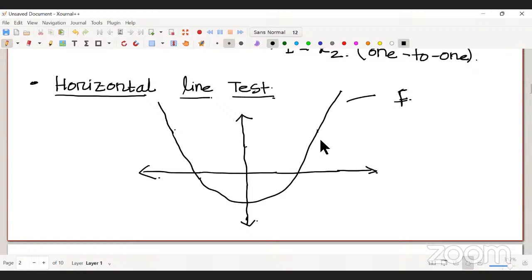So suppose I draw this horizontal line. As you can see, this horizontal line actually doesn't pass through the graph of the function. That means no problem, at least for this horizontal line.